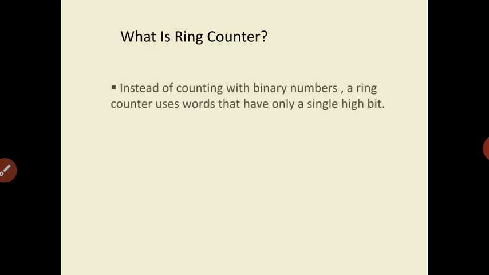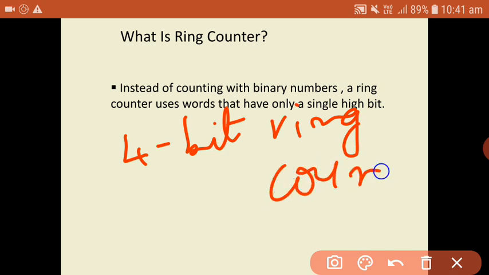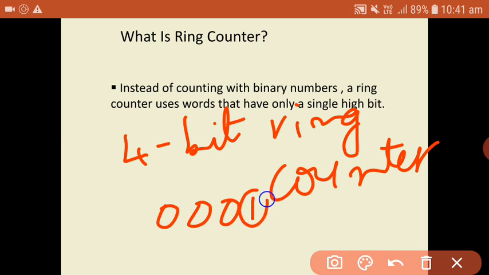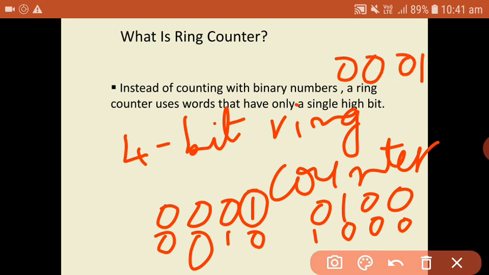So what is a ring counter? Instead of counting with binary numbers, like 0000, 0001, 0010, a ring counter uses words that have only a single high bit. For example, if I consider a 4-bit ring counter, in that 4-bit ring counter you will be getting 4 outputs, and in those 4 outputs only one output becomes high, like 0001, 0010, next 0100, next 1000, and again it starts from 0001. So that is nothing but a ring counter.